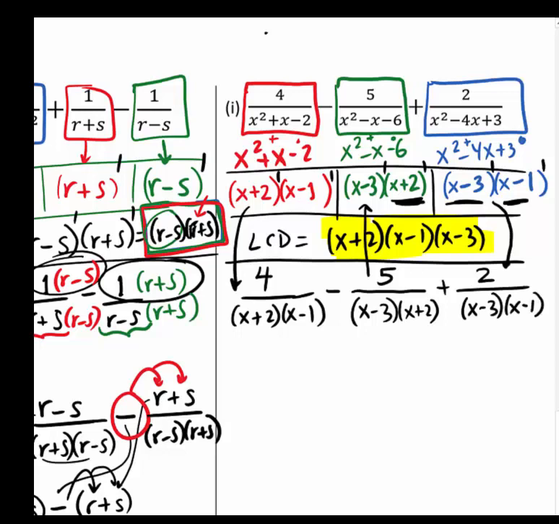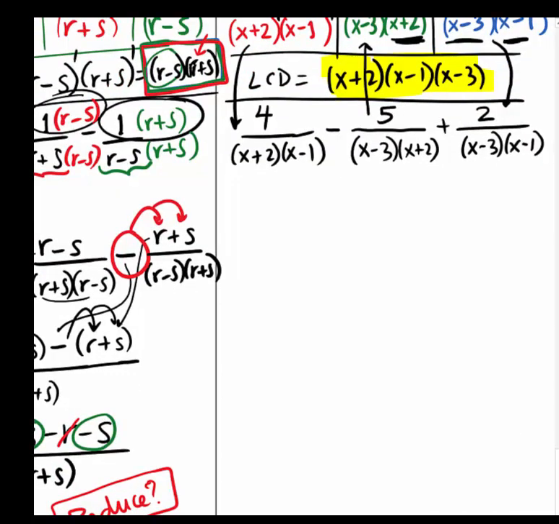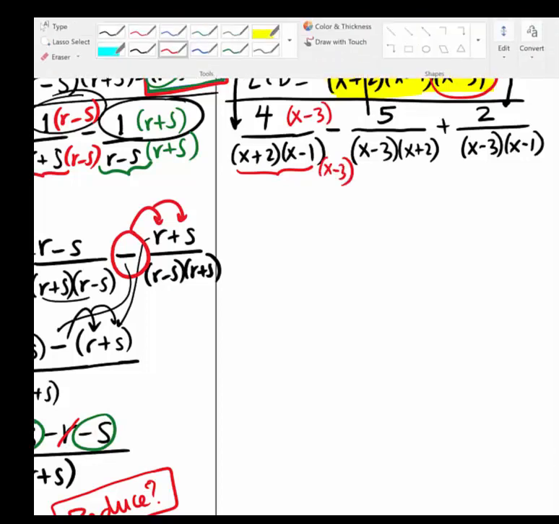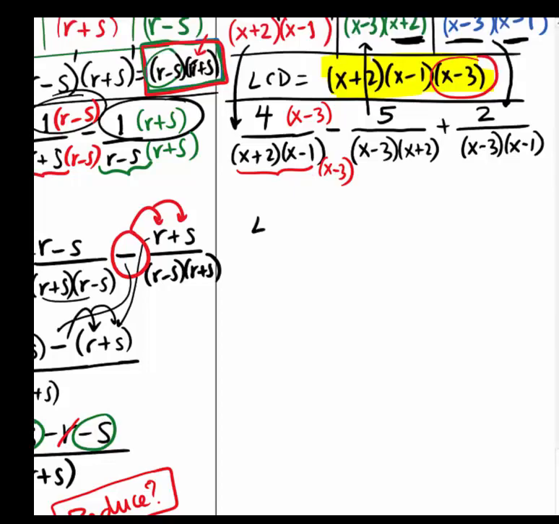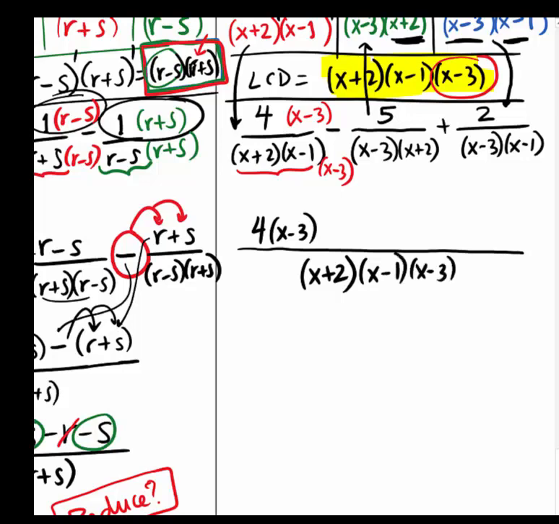Alright, so now for each individual fraction, I just have to think, what is its denominator missing that the LCD has? Looking at the left one, it has an x plus 2, it has an x minus 1, but it's missing this x minus 3. So I need to give this guy x minus 3 in the numerator and denominator. And maybe I'll rewrite that guy down there. It's 4 times x minus 3. Just to give you a hint as to how I do these, I know that once I multiply each of these by what they need, they're all going to have that least common denominator. So I usually just at this point write them all over that least common denominator, trusting that I'm going to multiply by the right thing.